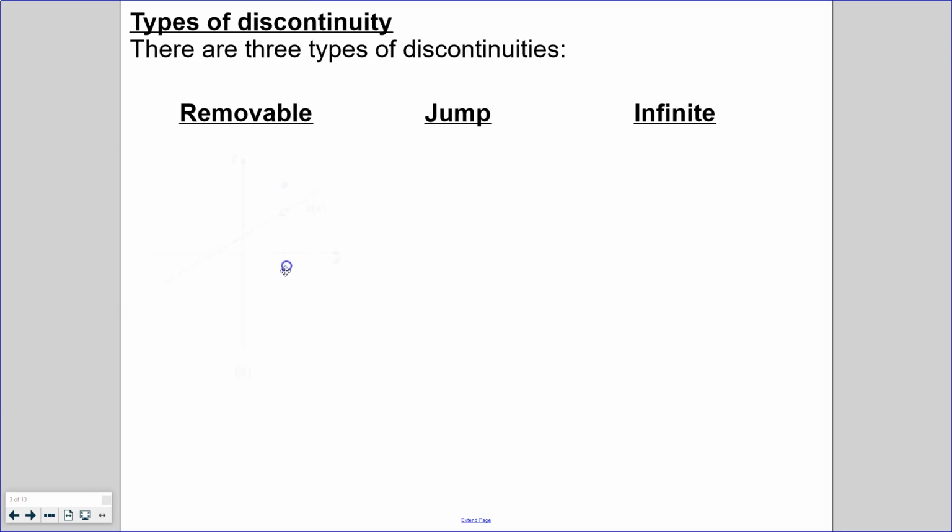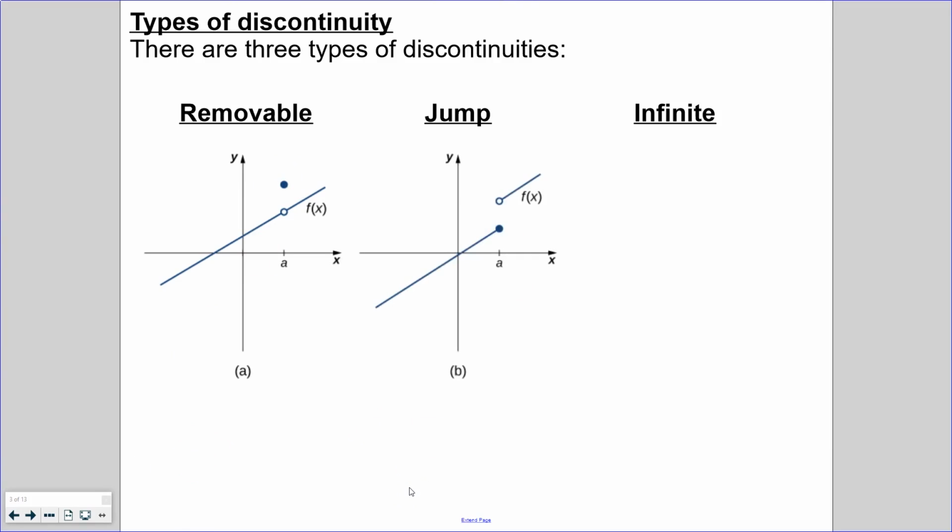Now just to quickly review, here is the graph of the removable discontinuity. As we can see, there is a hole in the function at x equals a, and that is a requirement for a removable discontinuity. However, in this particular graph, we do have the function value just removed above it. A removable discontinuity does not have to have that point. It can just be a hole in the graph. A jump discontinuity is where the left side does not meet the right side, and there's a jump in the y values. And then finally, an infinite discontinuity means that there is a vertical asymptote.